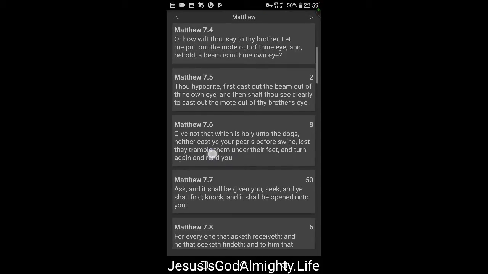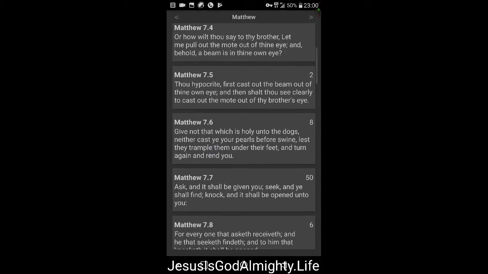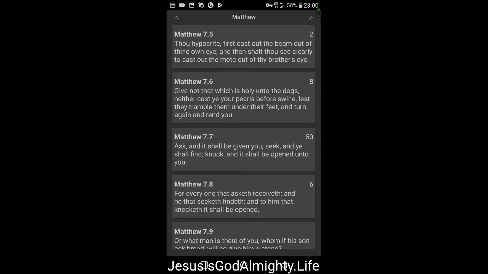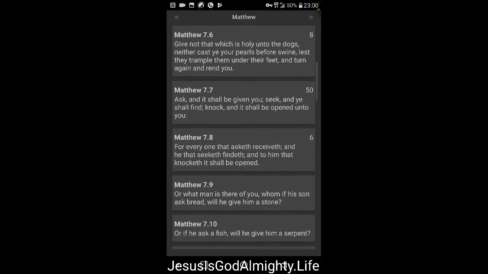Matthew 7:4: How wilt thou say to thy brother, let me pull out the mote out of thine eye, and behold, the beam is in thine own eye? Thou hypocrite, first cast out the beam out of thine own eye, and then shalt thou see clearly to cast out the mote out of thy brother's eye. Give not that which is holy unto the dogs, neither cast ye your pearls before swine. Now, dogs and swine are both unclean animals. So, lest they trample them under their feet and turn again and rend you.